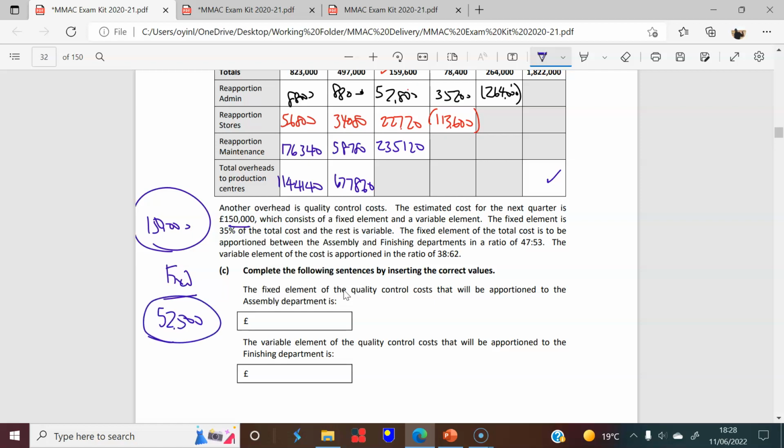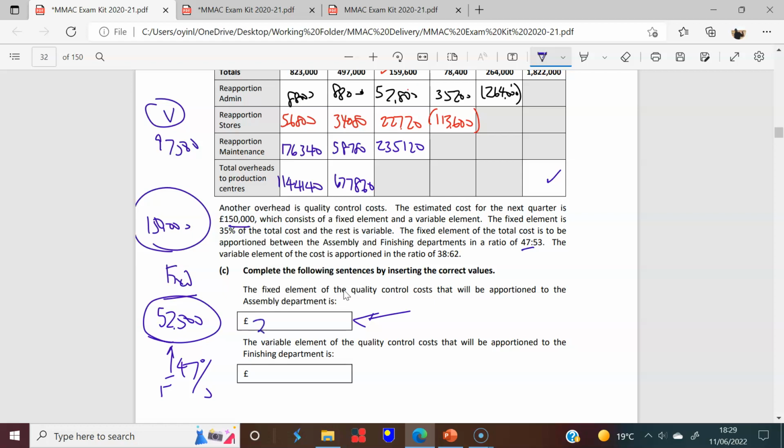52,500. This is the fixed element, right? And it means that the variable element, of course, is the difference. So the variable element is 97,500. So that's the variable element, that's the fixed element. Not a problem. Then we are told that the share of the fixed element that should go to assembly is in the ratio 47 to 53. So literally 47% of this should go into the assembly department. So take 47% of that figure.